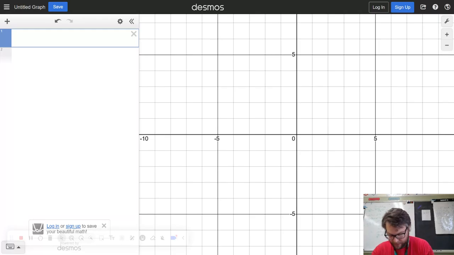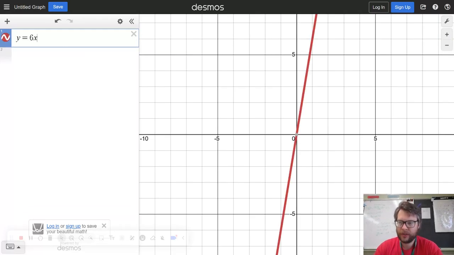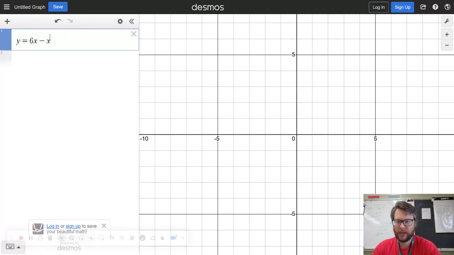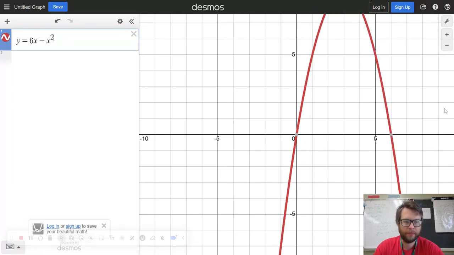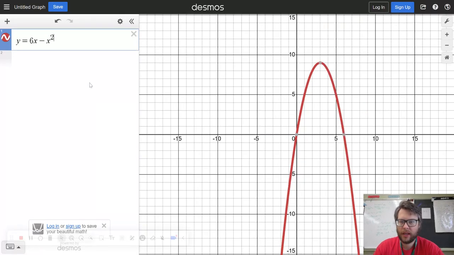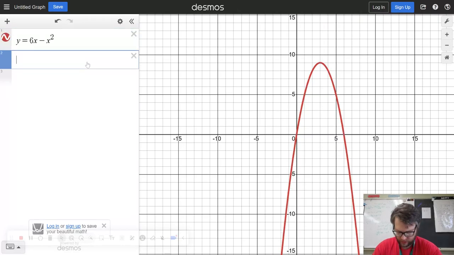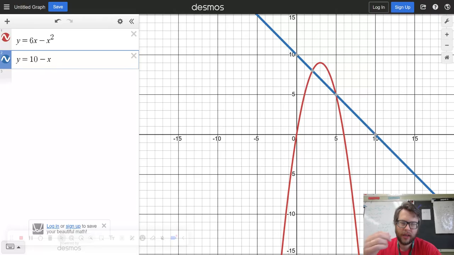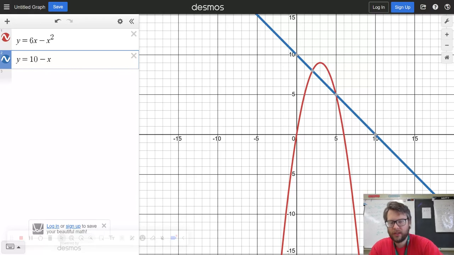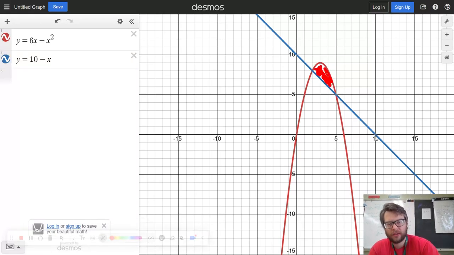So, for example, we had a problem where it gives you two different functions, and they're not too bad. You've got some little parabola, and then you've got another equation that's a line, 10 minus x, and it wants you to find the exact area enclosed by those two curves. And so that's this zone right in here in between there.